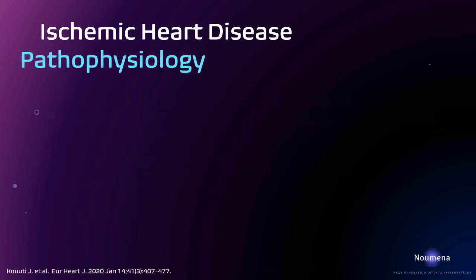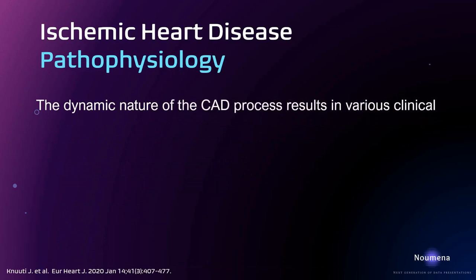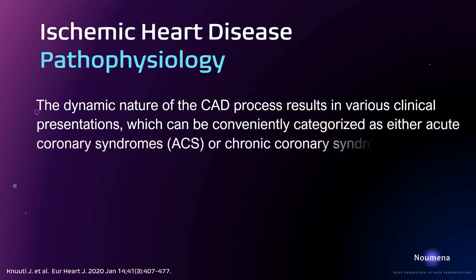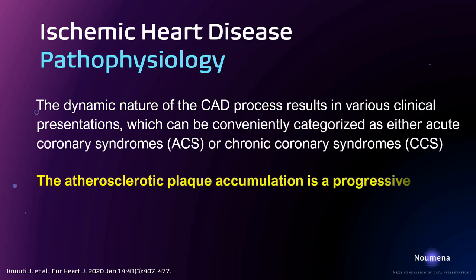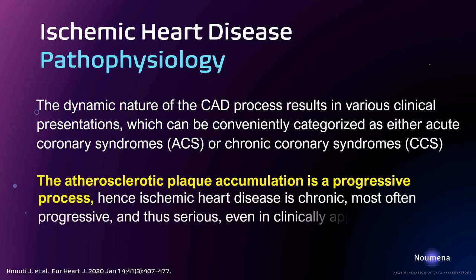The dynamic nature of the CAD process results in various clinical presentations, which can be conveniently categorized as either acute coronary syndromes or chronic coronary syndromes. The atherosclerotic plaque accumulation is a progressive process, hence ischemic heart disease is chronic, most often progressive, and thus serious, even in clinically apparently silent periods.